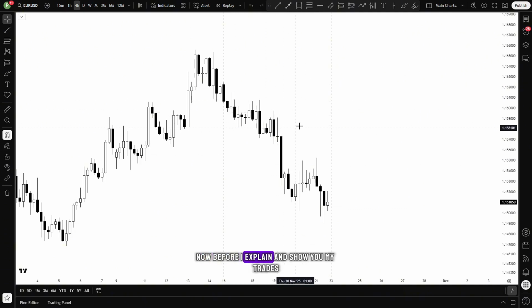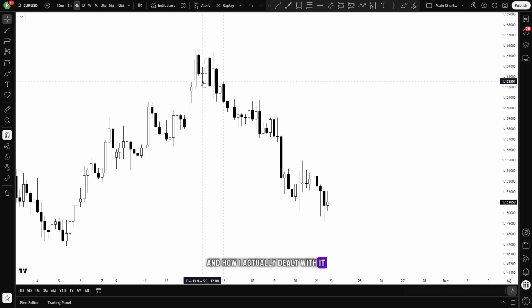Now, before I explain and show you my trades and the market context behind each one of them, let me first break down what happened on Friday, what my thought process was on Friday, why I said that the price action on Friday was interesting, and how I actually dealt with it. Okay, let me explain that first.